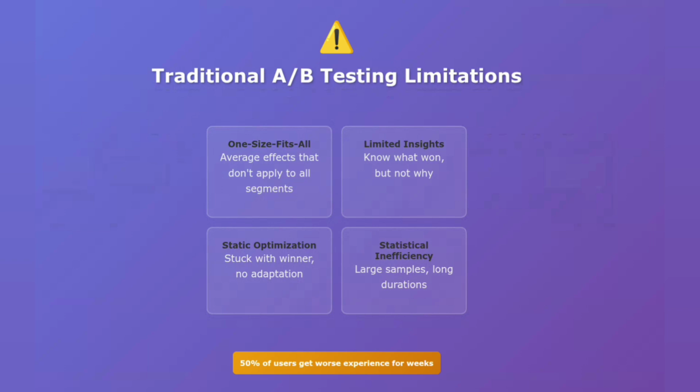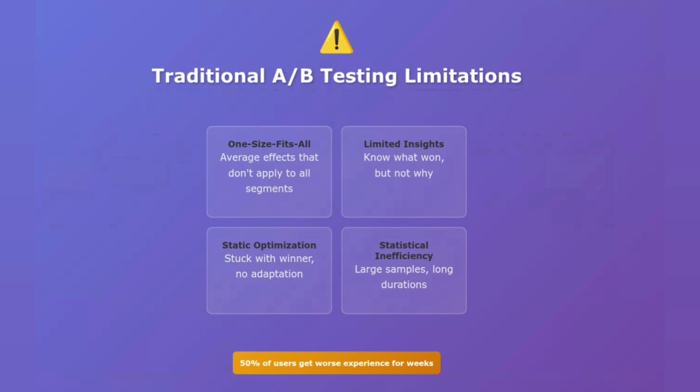Traditional A/B testing follows a simple formula: split traffic randomly, measure a primary metric, and declare a winner. But this approach has fundamental limitations. First, one-size-fits-all results. You get an average effect that might not apply to different user segments. A feature that increases conversions for mobile users might decrease them for desktop users. Second, limited insights. You know version B won, but you don't know why. Was it the color, the copy, the placement, or something else entirely?